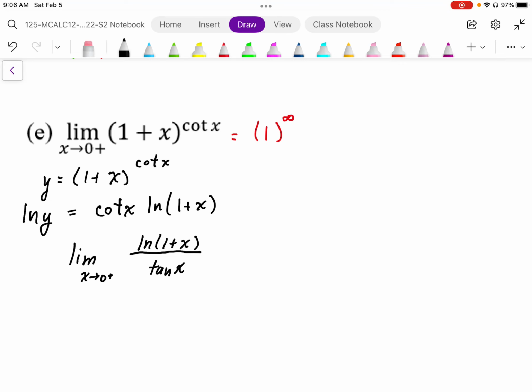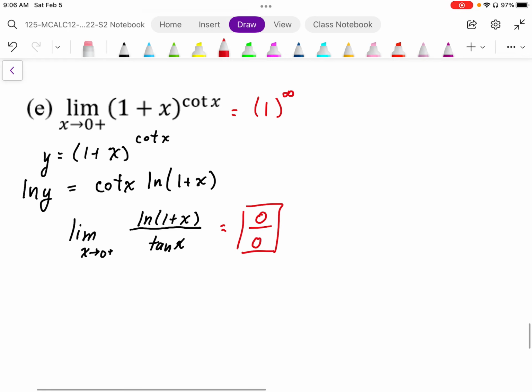Okay, so I can evaluate this limit. When I evaluate this limit, I end up with log 1, which is 0, over tan 0, which is 0. There's my condition for L'Hopital's. So I can apply L'Hopital's rule to this. So that's what I'm going to do. I'm going to apply my L'Hopital's.